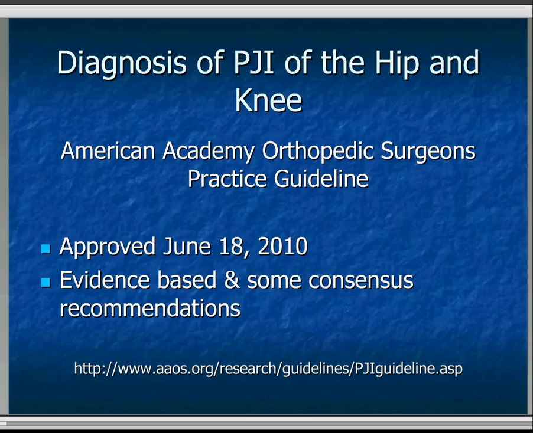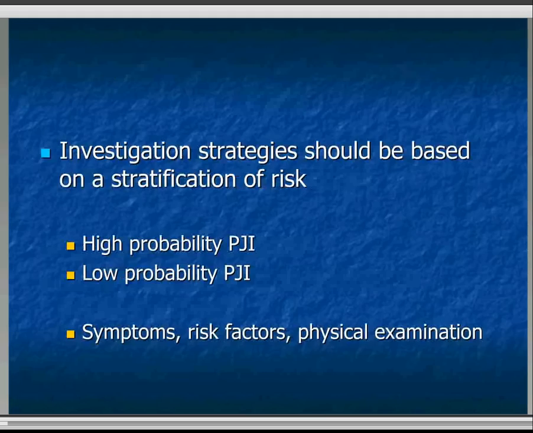You want to all have a look at this document. The American Academy of Orthopaedic Surgeons has produced a practice guideline on the diagnosis of prosthetic joint infections of the hip and knee. Has anyone here seen it or aware of it? Yeah? Is everyone aware of it? Yeah, good. It was released last year, and it's pretty clear on what's evidence-based and what's consensus recommendations, and there's a bit of each in it.